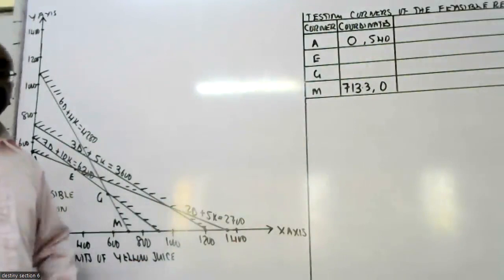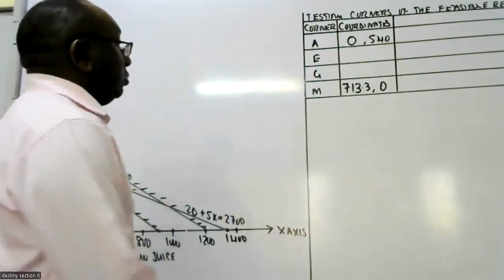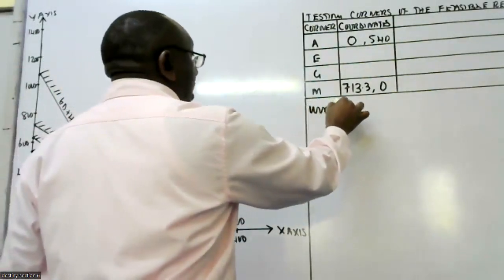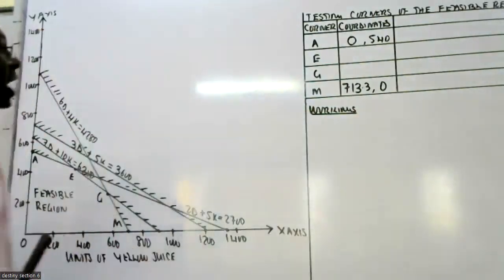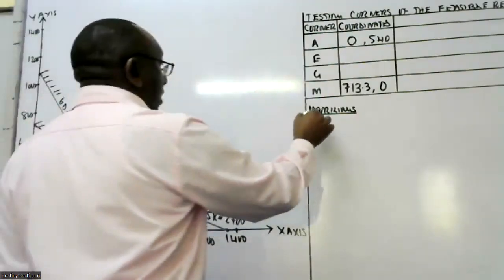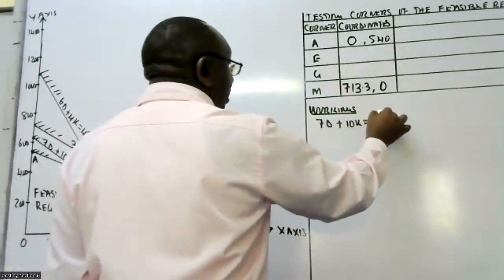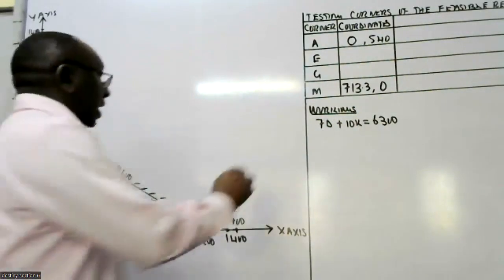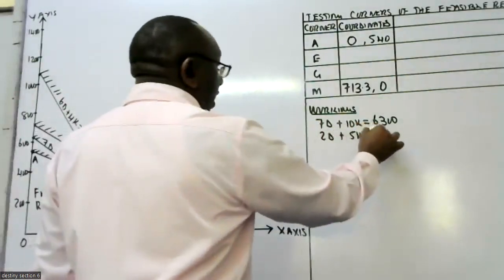For the others, when you are not able to read exactly, or the scale is so huge, what we do is solve the equations that make the corner simultaneously. So for corner E, it is made by the equation 7D plus 10K is equal to 6,300. You take the two lines that make the corner, here 2D plus 5K is equal to 2,700.